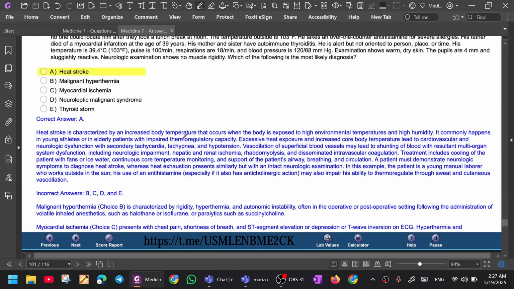A patient must demonstrate neurologic symptoms to diagnose heat stroke, whereas heat exhaustion presents similarly but with an intact neurologic examination. In this example, the patient is a young manual laborer who works outside in the sun. Use of antihistamine, especially if it also has anticholinergic action, may also impair their ability to thermoregulate through sweat and cutaneous vasodilation.